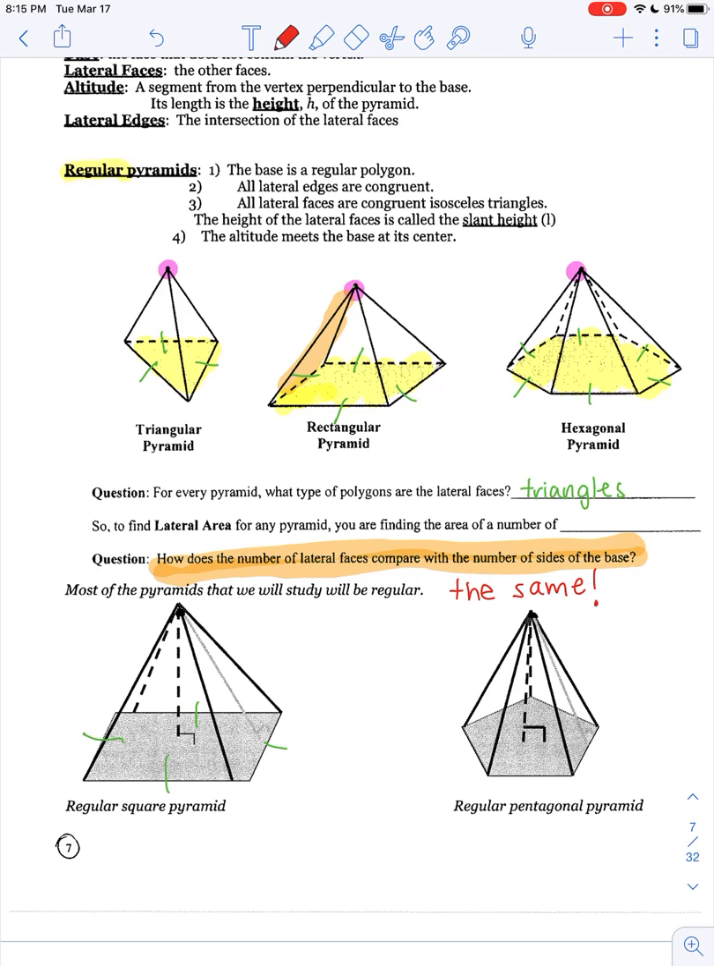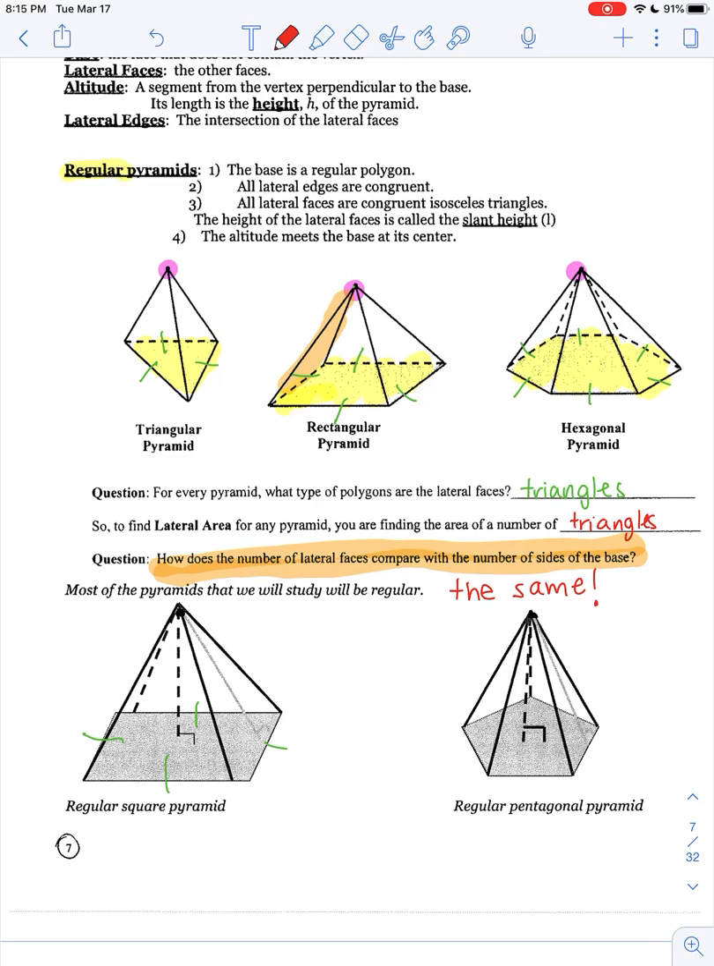The question above that, we talked about with the prism, that lateral area just meant that you added the area of the sides, the lateral faces. And in this case, we said that the lateral faces were triangles. So to find the lateral area, you are finding the area of a number of triangles.